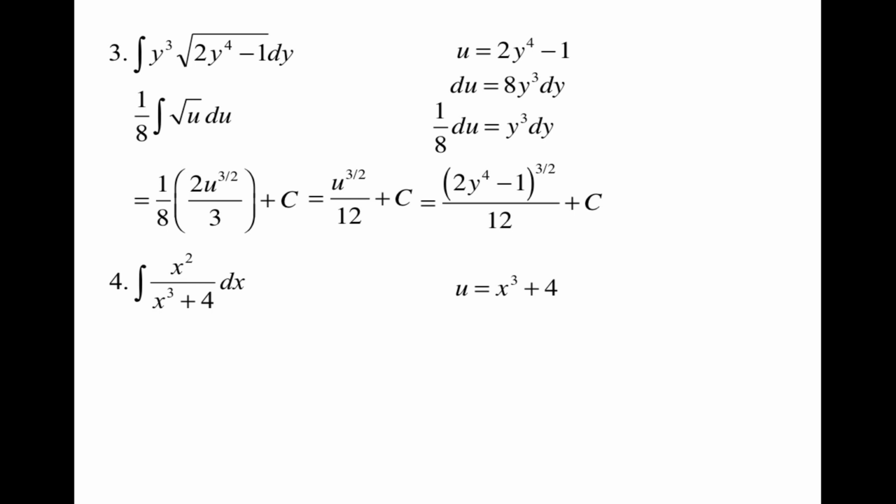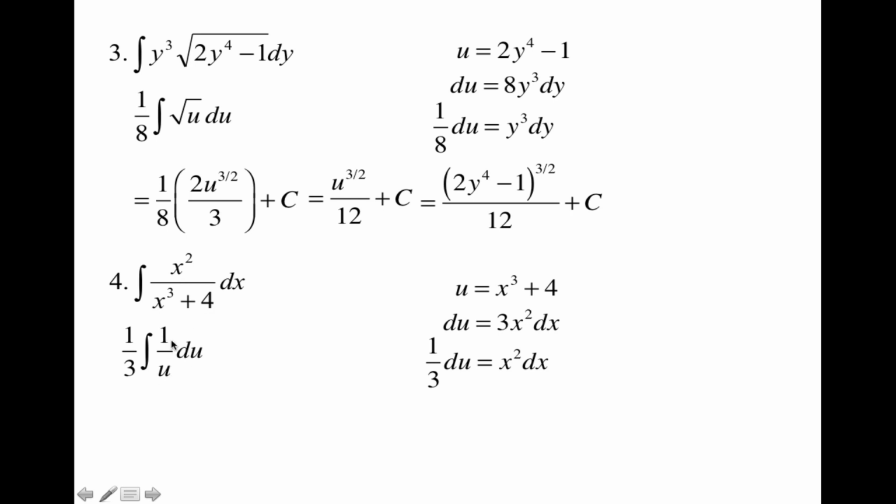You should have chosen that the u was x cubed plus 4. So that means your du is 3x squared dx. Well, when we look over here, we have an x squared and a dx, but no 3. So that means I need to get the x squared dx by itself, so I'm going to multiply both sides by 1/3. So now when I substitute in, I'm going to have that 1/3 out in front. My x squared dx became the du, and the x cubed plus 4 became the u.